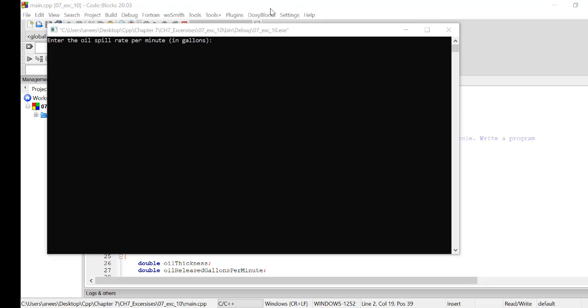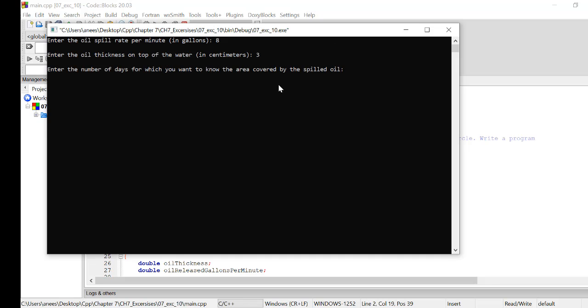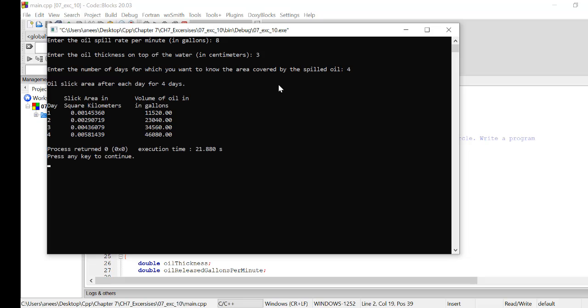And when you do run the program, hopefully it should run a little bit like it does here. The oil spill rate was like 84. The oil thickness was, let's say 3 centimeters, and the number of days was 4 days until it was fixed. And that's all the stats you need to know. It tells you the square kilometers and the volume of oil in gallons.